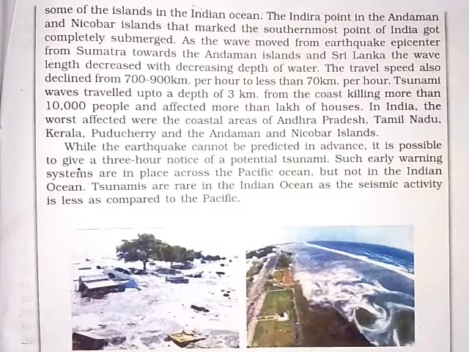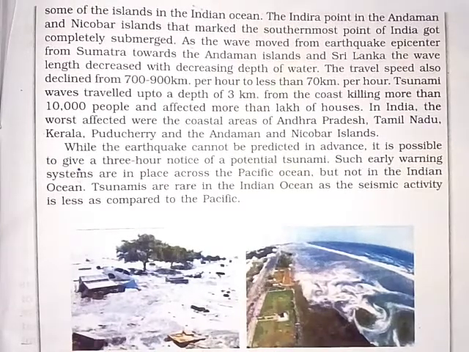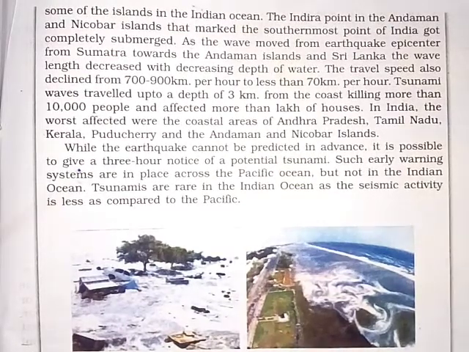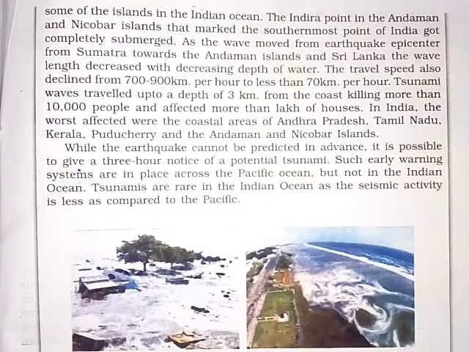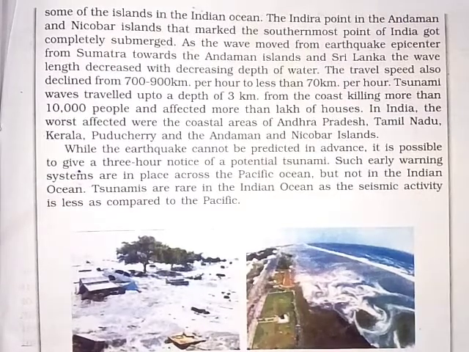Tsunami waves traveled up to a depth of 3 km from the coast, killing more than 10,000 people and affecting more than a lakh of houses in India. The worst affected were the coastal areas of Andhra Pradesh, Tamil Nadu, Kerala, Puducherry and the Andaman and Nicobar Islands.